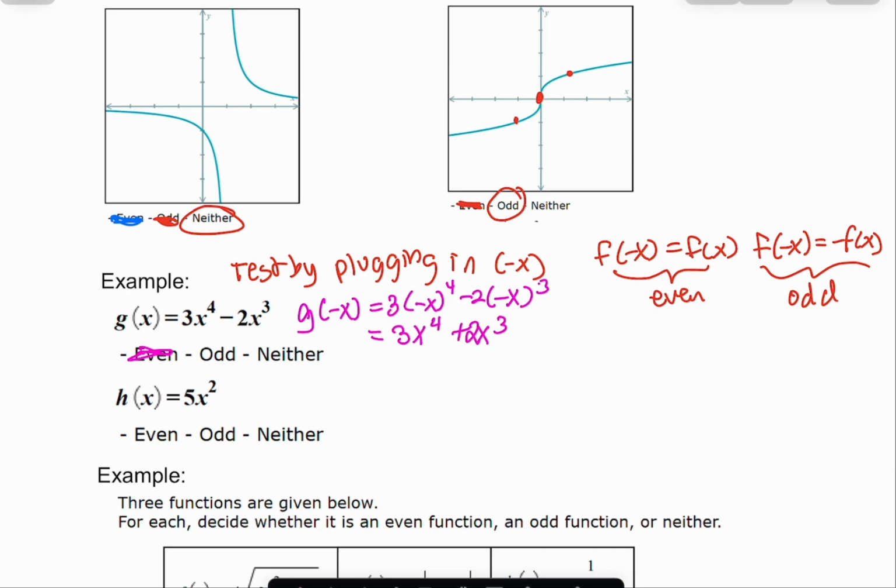Is it like we multiplied the entire thing by -1? No. This piece messed that up. So it's not odd. It is neither.